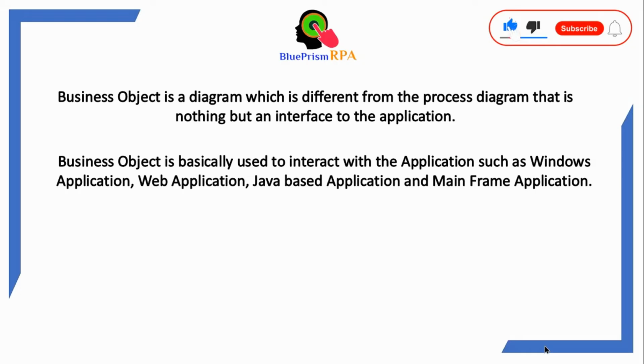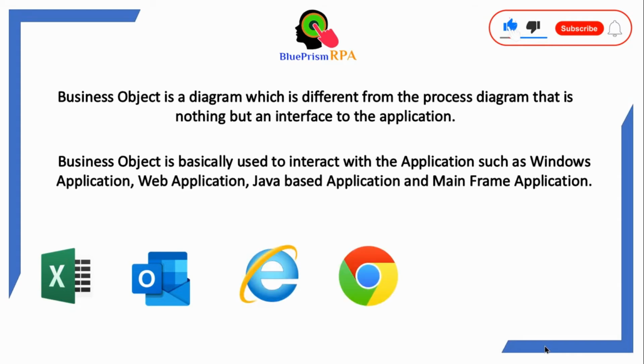an interface to the application. Business object is basically used to interact with the applications such as Windows application like Excel, Outlook, and web application, Java based application, and mainframe applications.